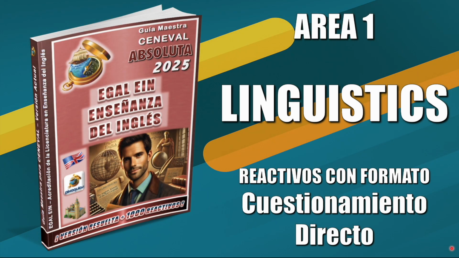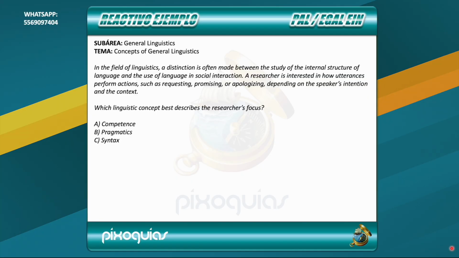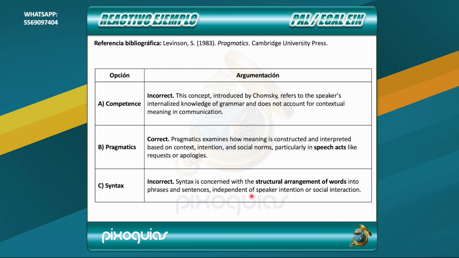Now, we will review exercises in the direct questioning format for Area 1 Linguistics. Okay, as you can see, in the upper left corner of our items, that is, exercises, the subarea and the topic to which the item refers are indicated. Next, we present the answer choices, the explained answer, and the justification and explanation, along with the official bibliographic reference proposed by CENEVAL that supports the correct answer. So, that is essentially how the exercises are presented in our guide, and that is how we will review them through this video. Now Sofiia is going to explain some exercises.